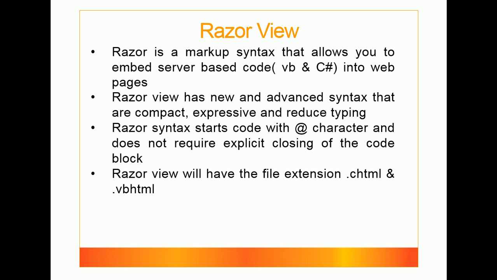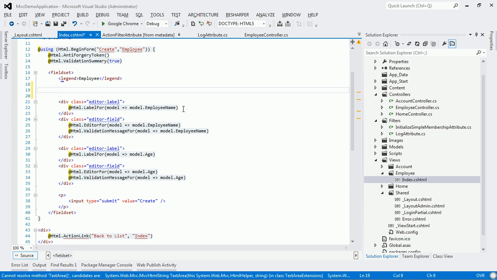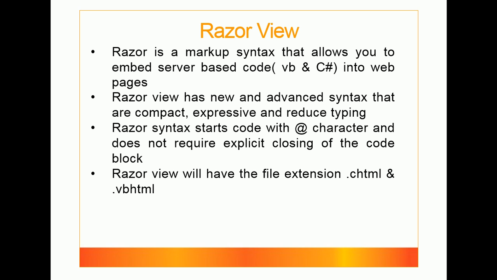Razor View will have the file extension .cshtml or .vbhtml. Based on the language selected, Razor View will have the extension CSHTML if we are using the C# language. If we are using the Visual Basic language, then it will be VBHTML.